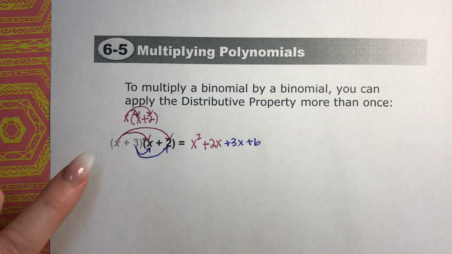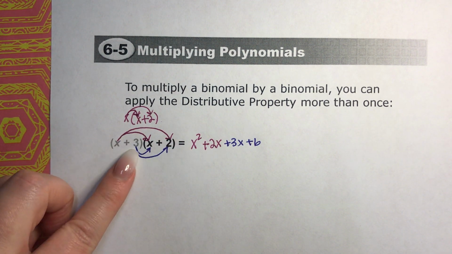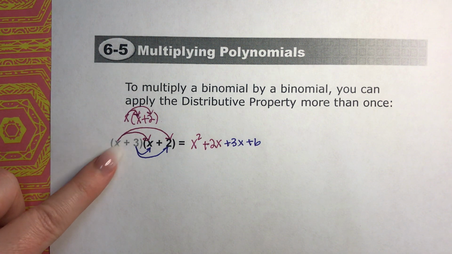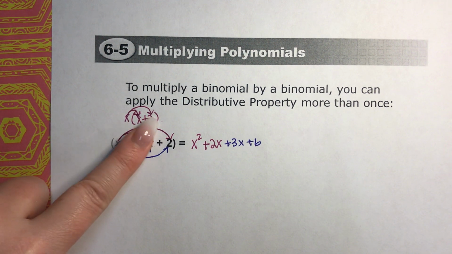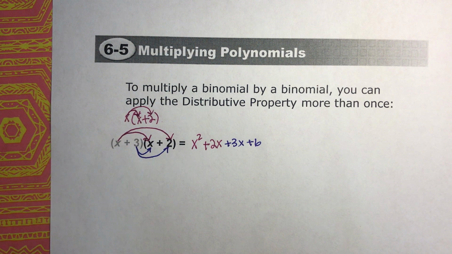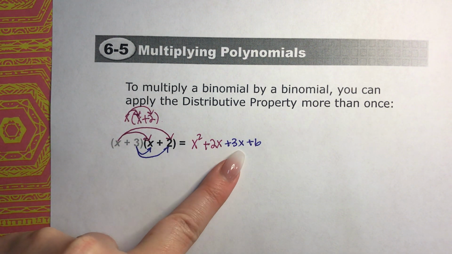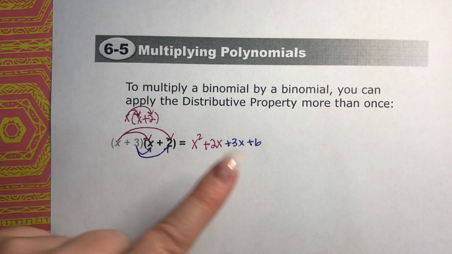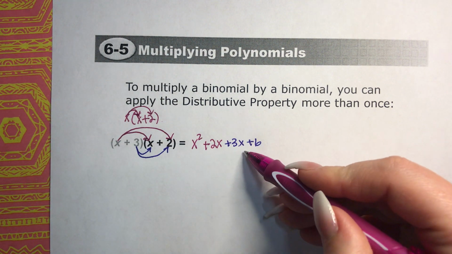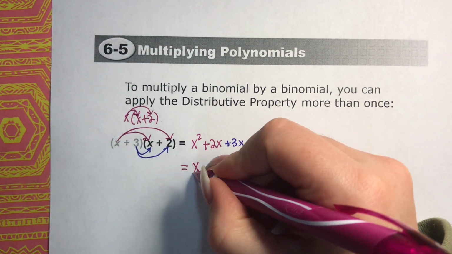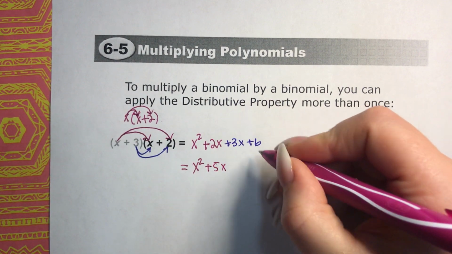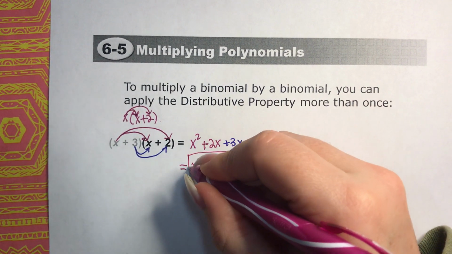So you can think about FOIL, first, outside, inside, last, or you can think about it as doing the distributive property twice. I'm taking this x, distributing it here and here. I'm taking this 3, distributing it here and here. Okay, so now we have our 4 terms, then we just need to simplify them, which means these two are like terms. So x squared plus 2x plus 3x is 5x plus 6. And that is our answer.